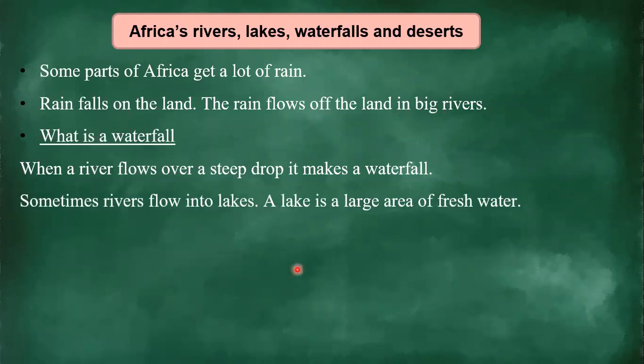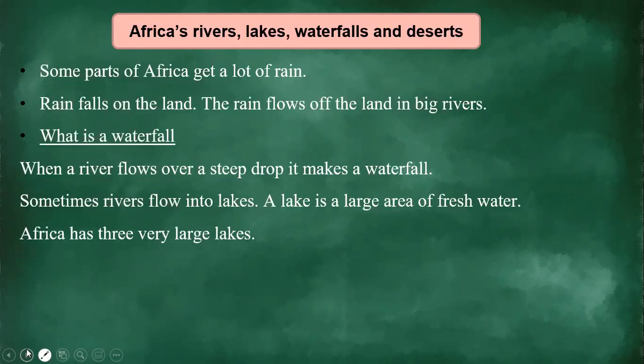So let's move on. Sometimes rivers flow into lakes. A lake is a large area of fresh water. As I've told you, a lake is a large area of fresh water. Sometimes rivers flow into lakes. Africa has 3 large lakes, which you will learn about as you continue with geography going forward.